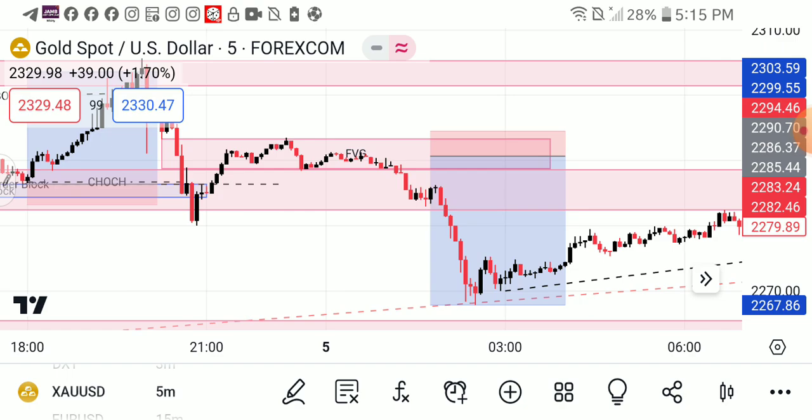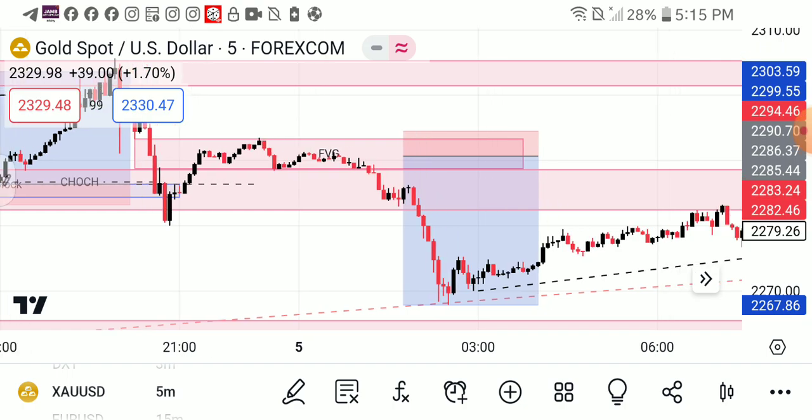I've said before, whenever you want to use your breaker block, you must pair it with a fair value gap. If your breaker block doesn't have a fair value gap, that breaker block is invalid. Same goes for other blocks. When your other blocks don't have a fair value gap, they are invalid. So whenever you want to use this kind of entry model, you want to look for breaker blocks with fair value gap, and also other blocks with what? Fair value gap. So that is it.